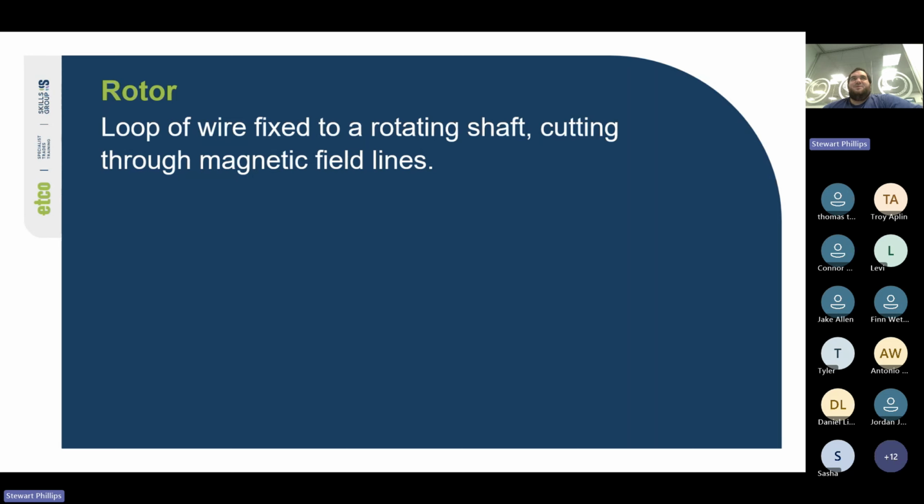Okay, cool. So yeah, we'll go over what impedance actually is next week, versus resistance. But for now, we just need to know about the alternators and generators. So we have the armature in a generator, but in an alternator it's called a rotor, which is basically a loop of wire fixed to a rotating shaft cutting through magnetic field lines, which is the same principle as the armature, but in this case we call it a rotor.